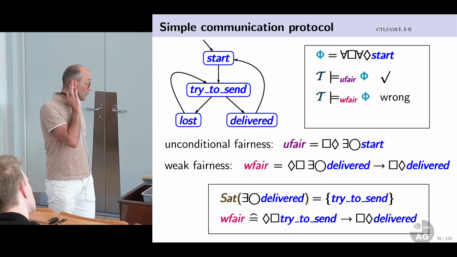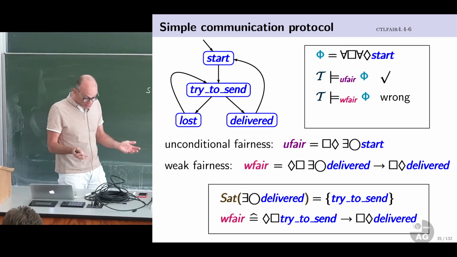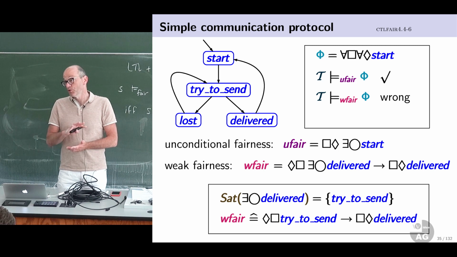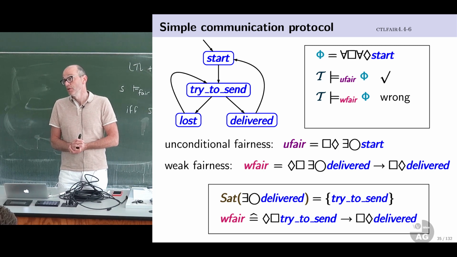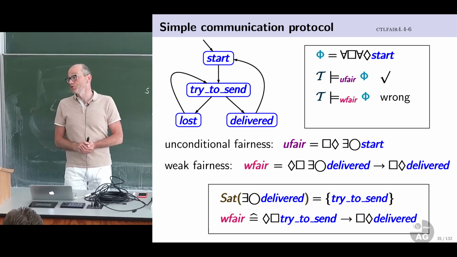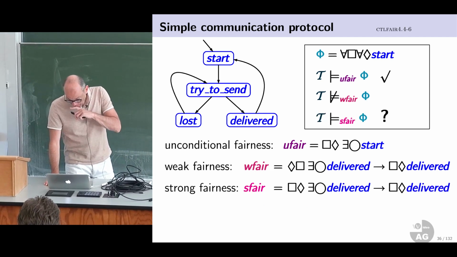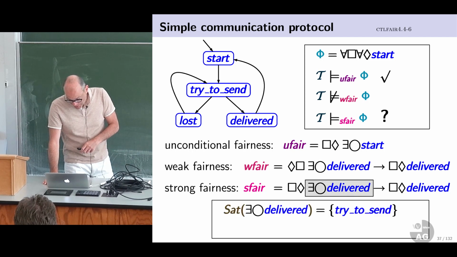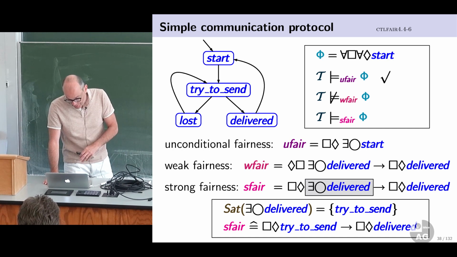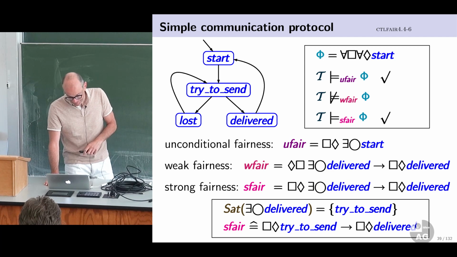Good. So what is important? You have a fairness assumption. It can have arbitrary CTL state formulas as subformulas. You evaluate them according to standard CTL semantics. And then you're going to check whether under the fairness assumption the original CTL formula holds or not. Good. Similarly for strong fairness, same as before, this is the same state. So now you get infinitely often try to send, infinitely often delivered. That rules out, of course, the loop that goes via lost. So now you satisfy the formula.